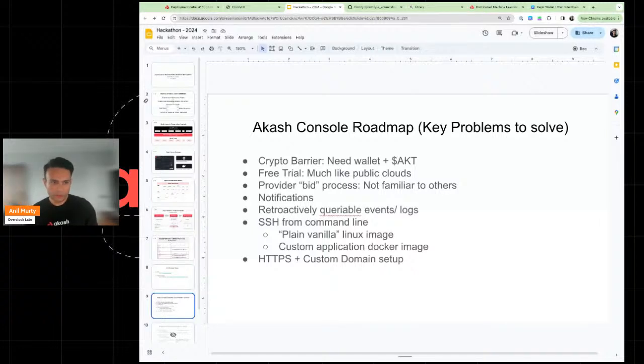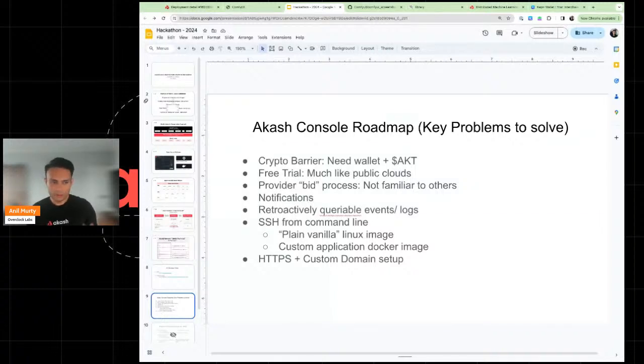First off, the most obvious is that you need to have some amount of crypto familiarity. So you've got to have a wallet, and you've got to know how to get AKT or USDC, one of those things, right? So that's a barrier, and that's something that we would like to overcome. And we have plans to build features into Console that'll offer a way for people to pay using regular credit cards, or some way of paying using regular good old money, US dollars. So that's problem number one.